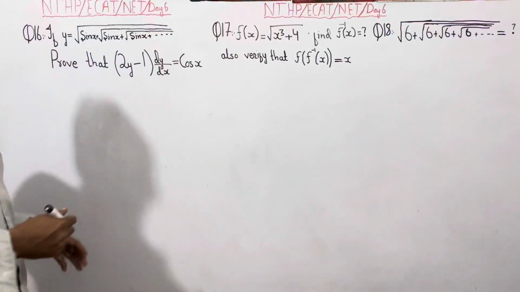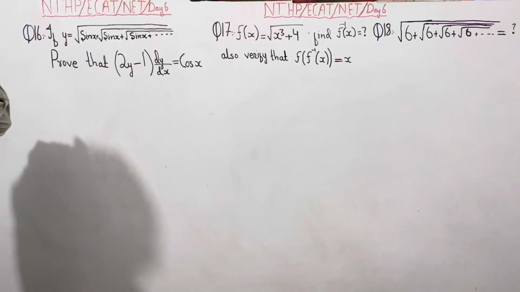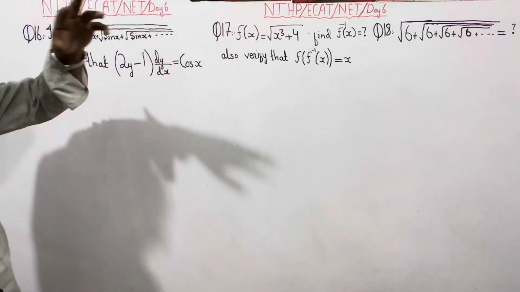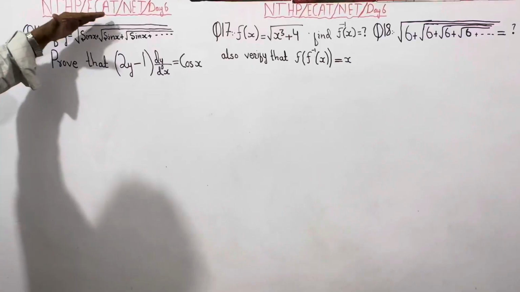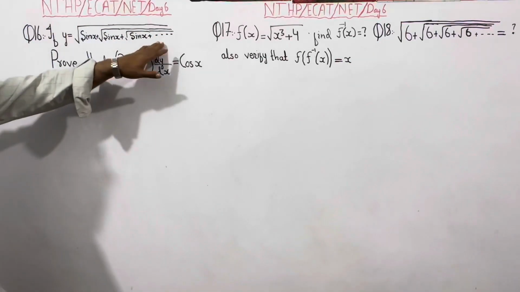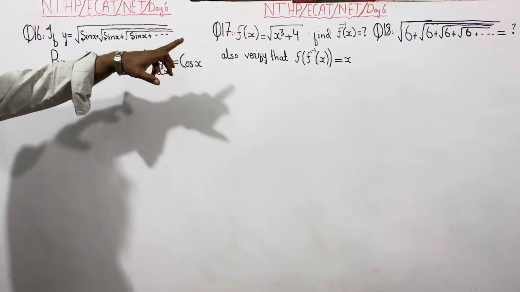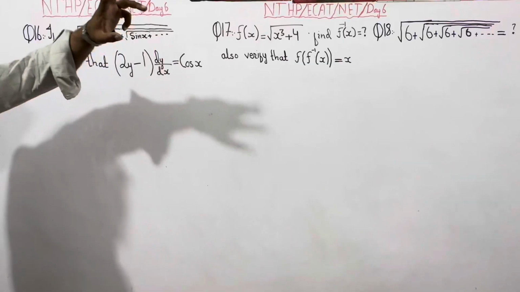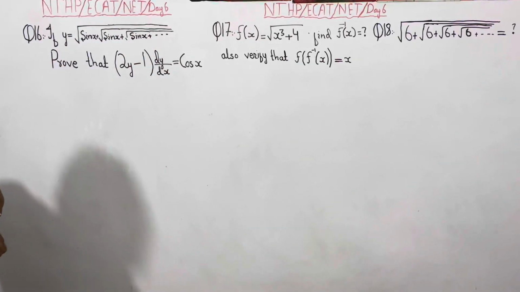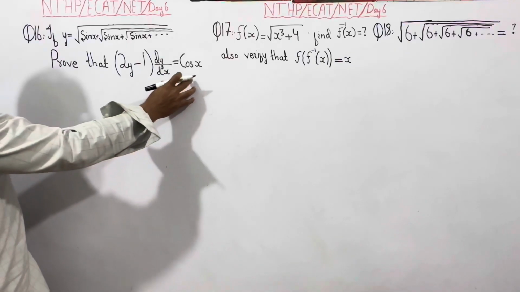Our question number 1 reads: if y is equal to root sin x plus root sin x plus root sin x and so on, keep on increasing roots up to infinity. Three dots show standard infinite terms. Taking this, prove that 2y minus 1 times dy upon dx is equal to cos x.